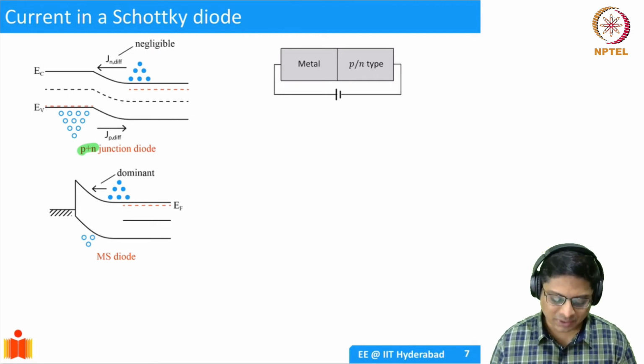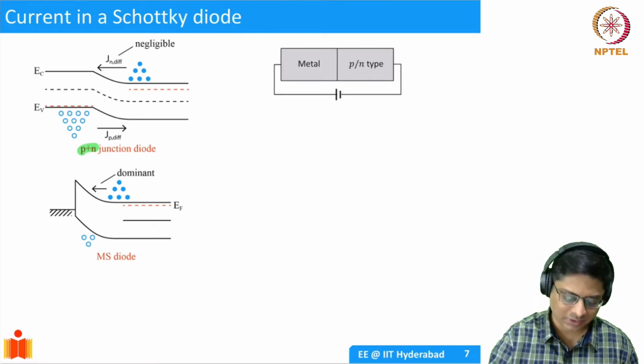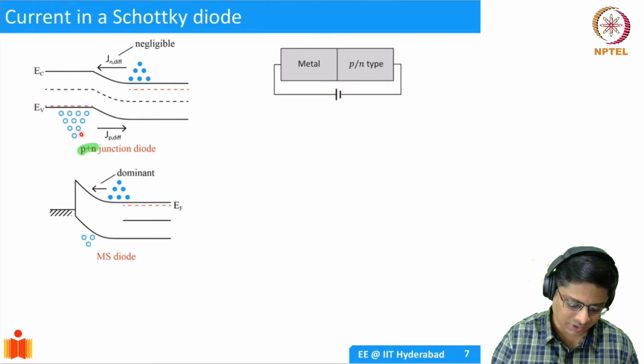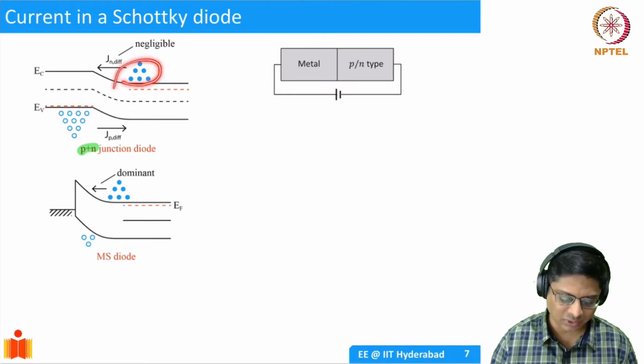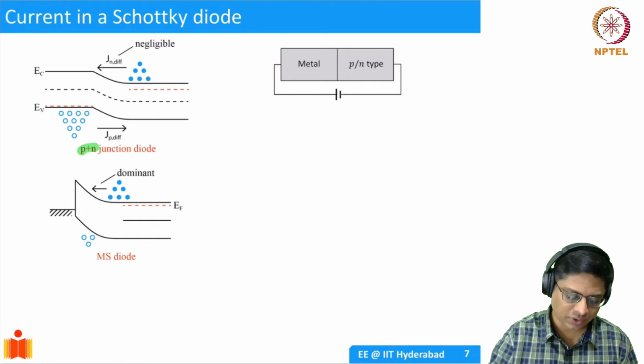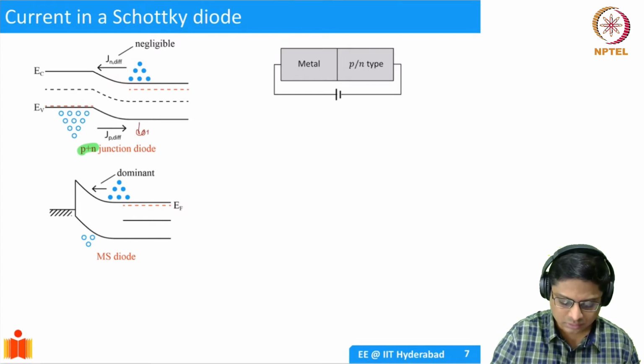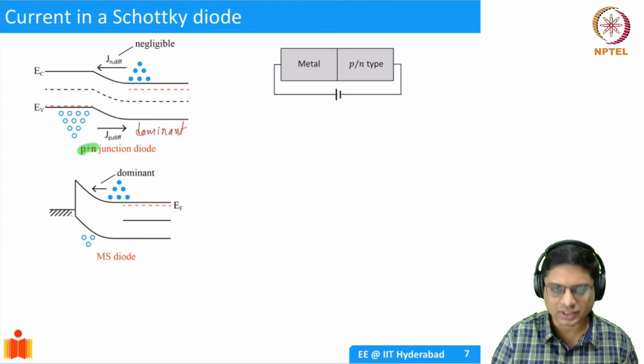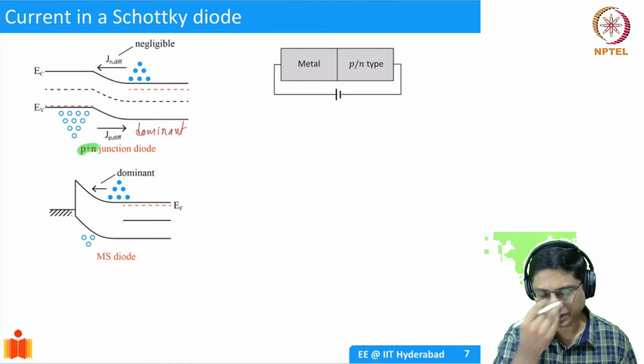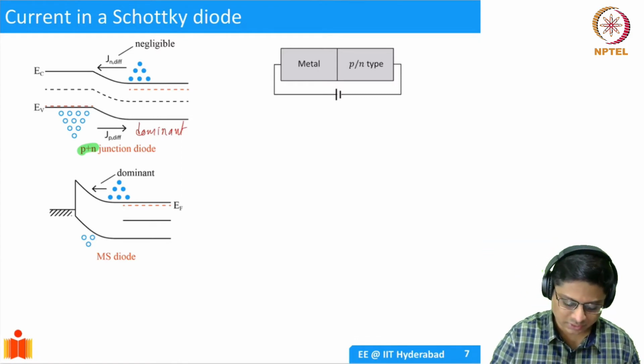Okay. So when you have a P plus N junction, we have seen this in the past that you have a large number of holes here compared to the electrons in the N type. So the hole diffusion is going to be dominant, right? Dominant current compared to the electron injection, right? So holes are going to get injected.